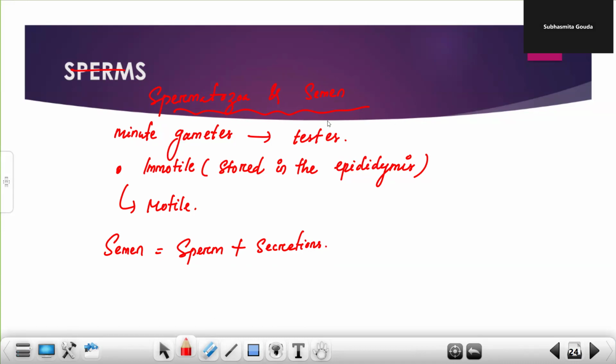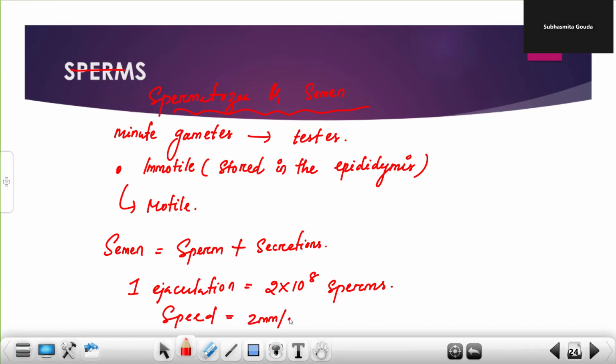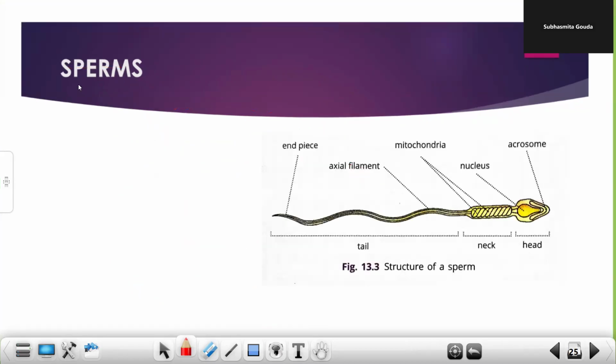And these sperms are released in millions, in one ejaculation nearly 2 into 10 to the power 8 sperms. They move with a speed of about 2 mm per minute, where they swim in the female tract. Next we'll go to the last part, that is the sperm. It has three main parts: first the head, neck, then tail.